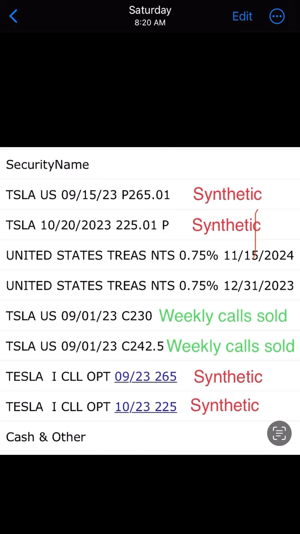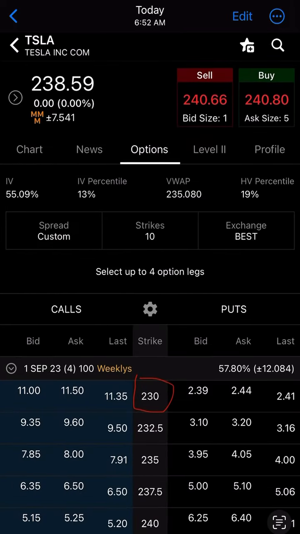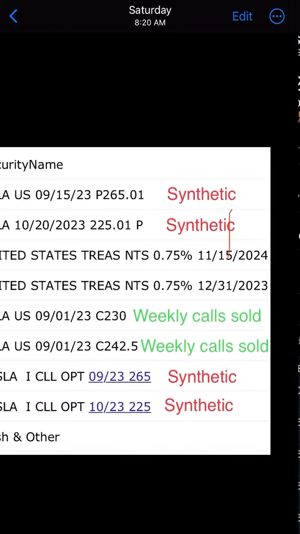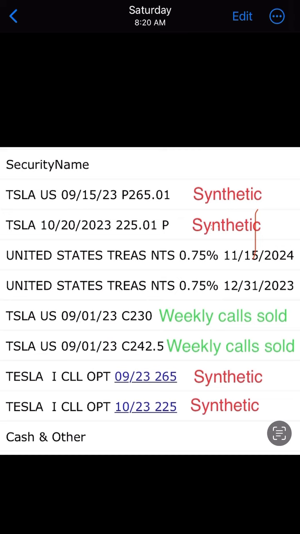The ones in green, these are the calls that they're selling, right? So right now they have a call expiring this Friday, strike price of 230, and then they have another call expiring this Friday, strike price of 242. Now, the current price of Tesla is $238. We have a call that's sold with a strike price of 230, which is not good.